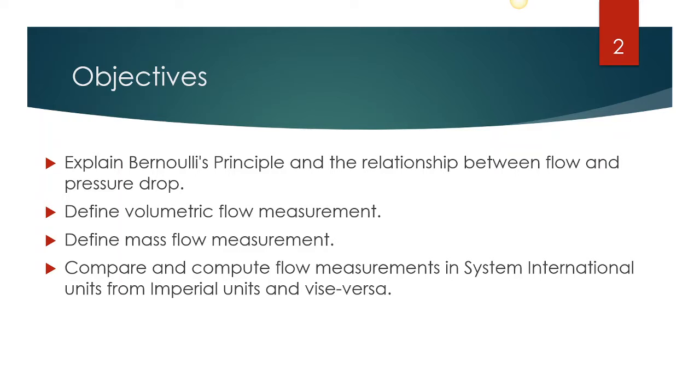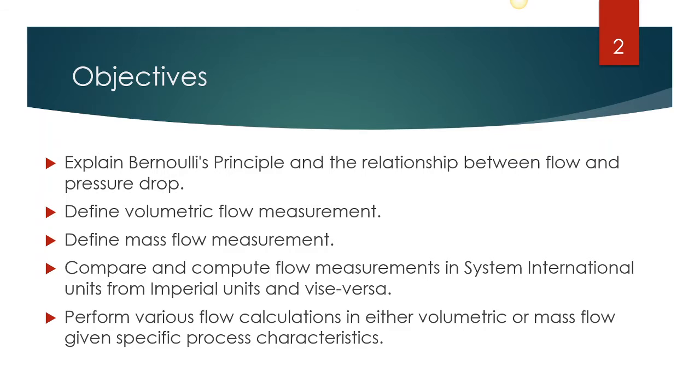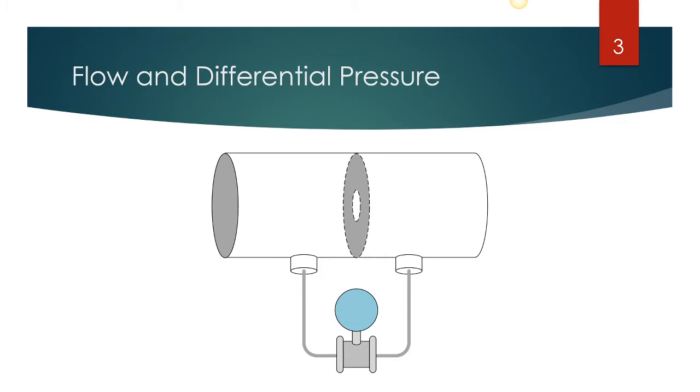Technically, the metric system is called System International, and the English system is called Imperial System, and be able to compute and convert between each one of those. And we want to be able to perform various calculations in either volumetric or flow, given specific process characteristics. So let's look at flow and differential pressure and relationship.